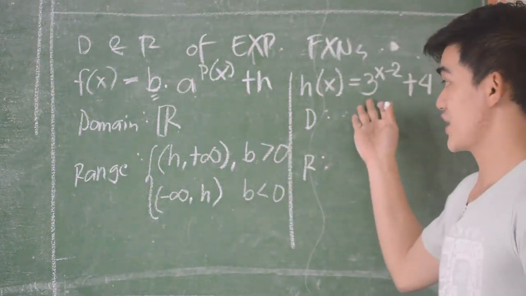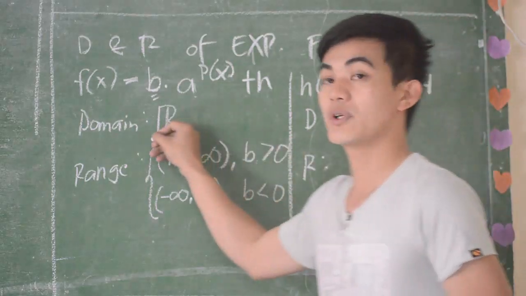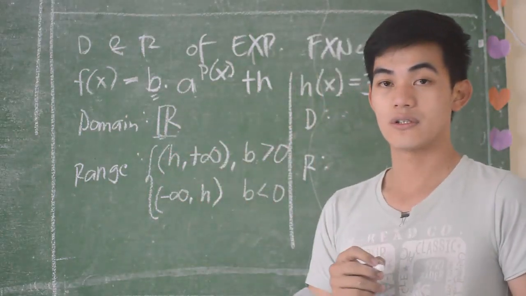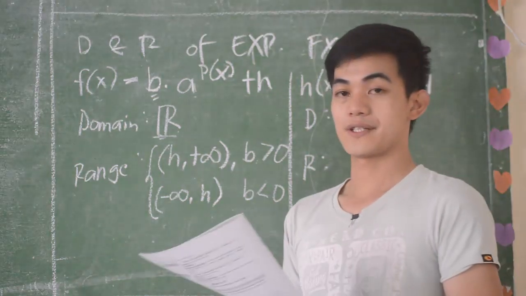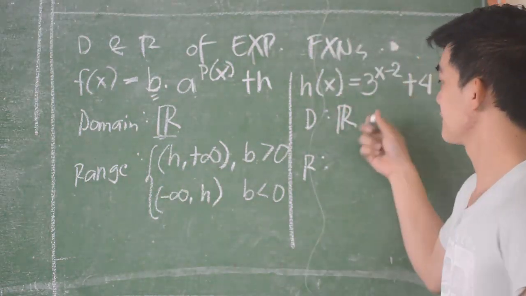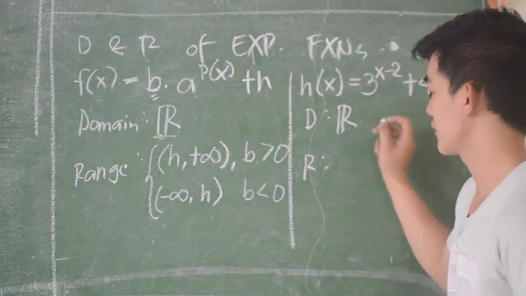Remember, class, since there is no restriction written on the domain of this function, that will automatically be the set of all real numbers. So that will be R. Real numbers are denoted by R, capital letter R.